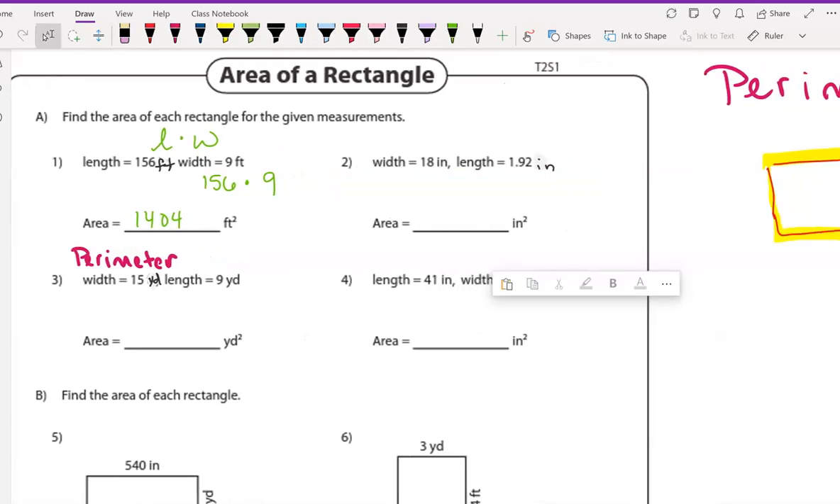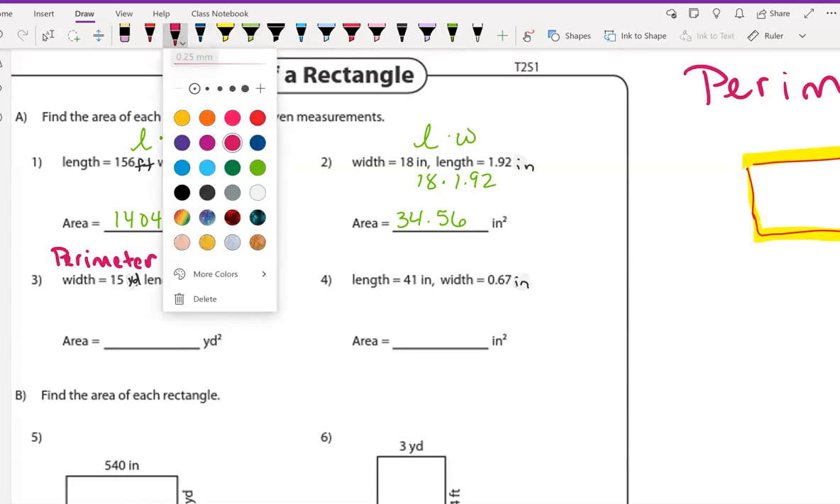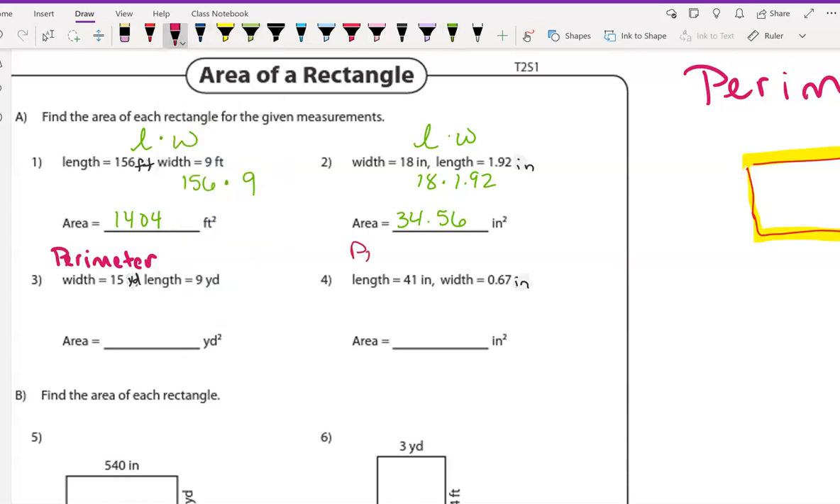This next one, you're going to do the same thing. You're going to do length times width to find the area, which is 18 times 1.92. Go ahead and pause the video and find that answer. So you should have gotten 34.56 inches squared. But let's not forget, we are also going to be finding perimeter for both of these.